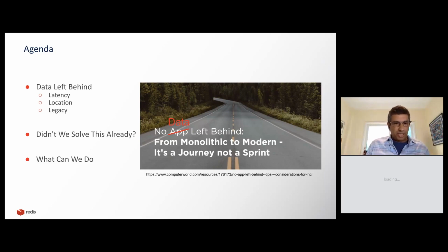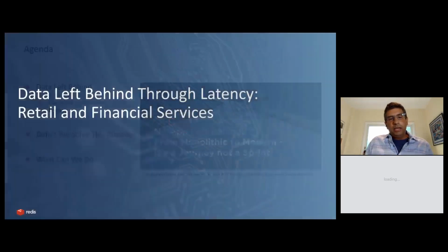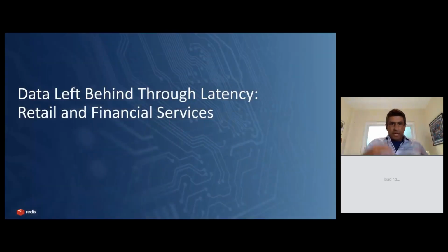When I was trying to organize around this, I came across this great deck. I think it's actually an IBM deck. It was titled "No app left behind," but I like the picture, and it's the idea, right? It's how do you move from monolithic to modern? This is absolutely a journey, not a sprint. So let's start breaking it down between latency, location, and legacy.